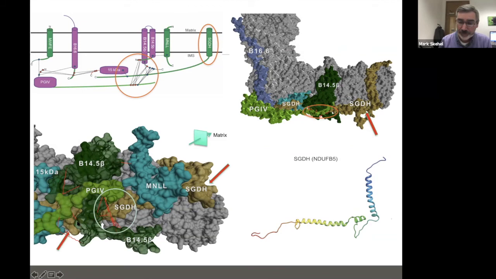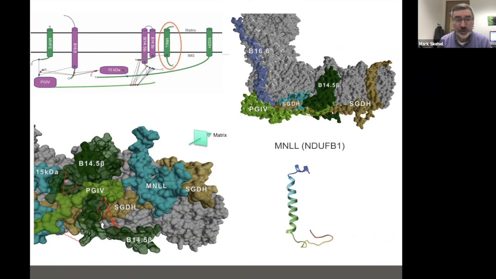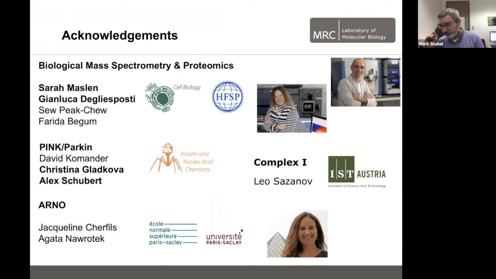And then looking at MNLL, again slightly shorter, looking at that region here, we can position it here next to B14.5 beta. So that was a way of helping position those subunits, improve the resolution, and gain some more structural information on complex one. So what I've tried to do is just show you very, very quickly the two approaches we take at the LMB and how they've been very successful over the last few years in helping refine and identify some new interactions of complexes that people are looking at.